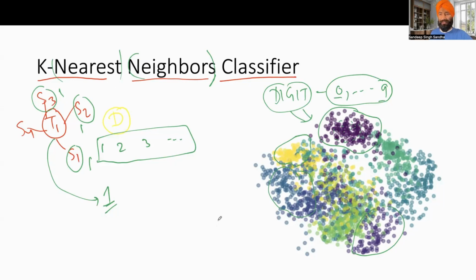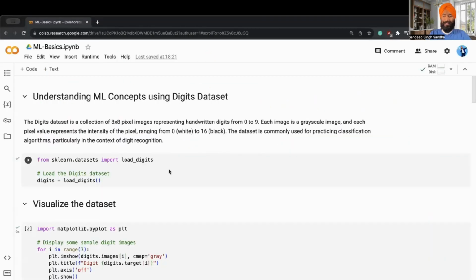Let us code this using a simple notebook. Now let us look at the same classifier through very simple Python code. I will share this Colab notebook link in the comment section so you can follow along. We will again use the sklearn library. In this library, there are many different datasets. We are going to load the digits dataset.